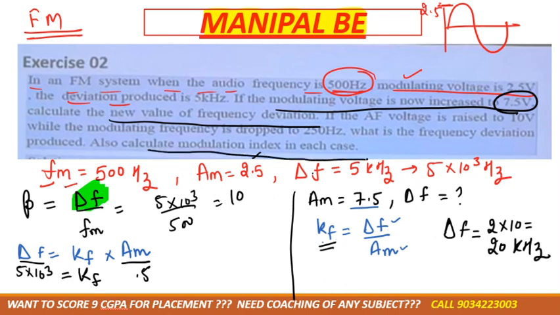Now they are asking for the modulation index for each case. So the modulation index formula is delta F by fm. For the new case, delta F by fm, delta F is how much? 15000 divided by 500, right? Now similarly, for this one we can get the modulation index for both the cases.